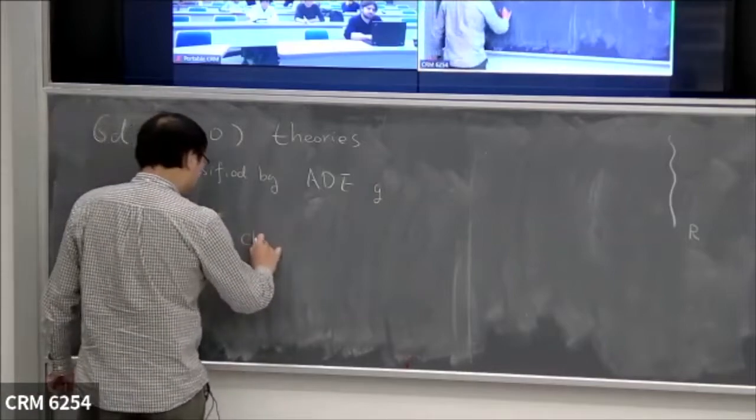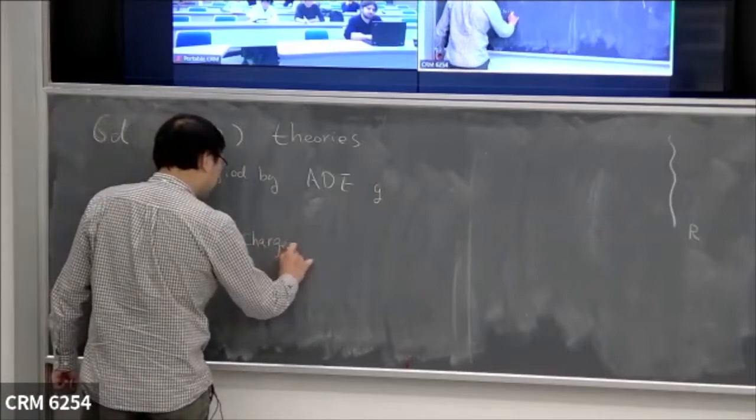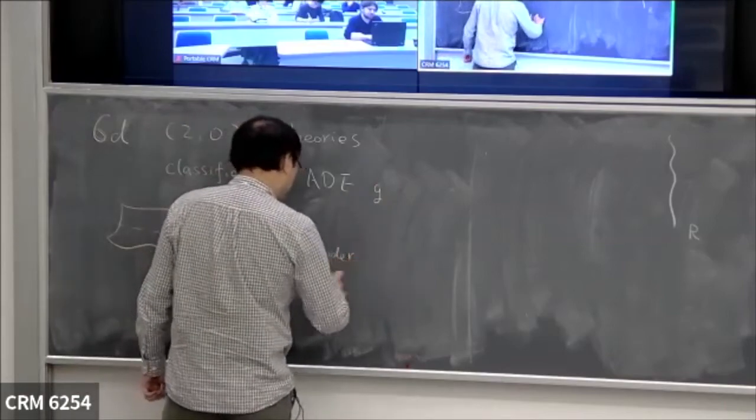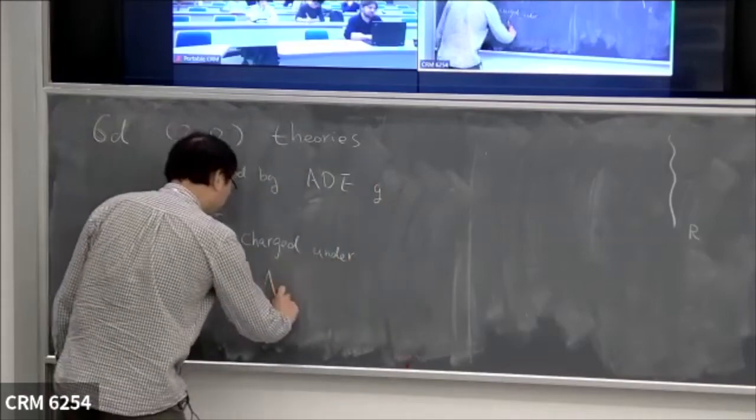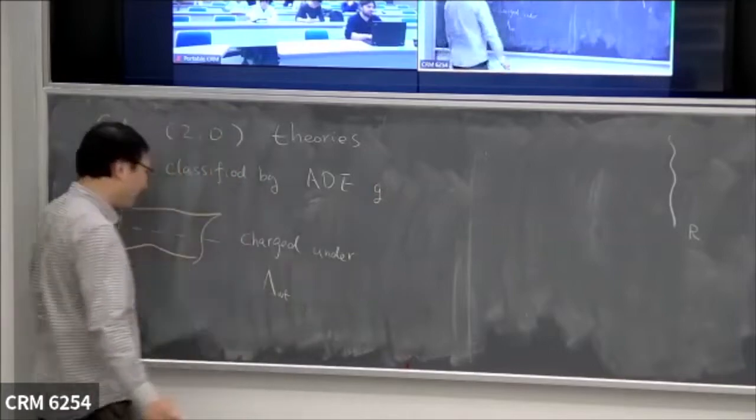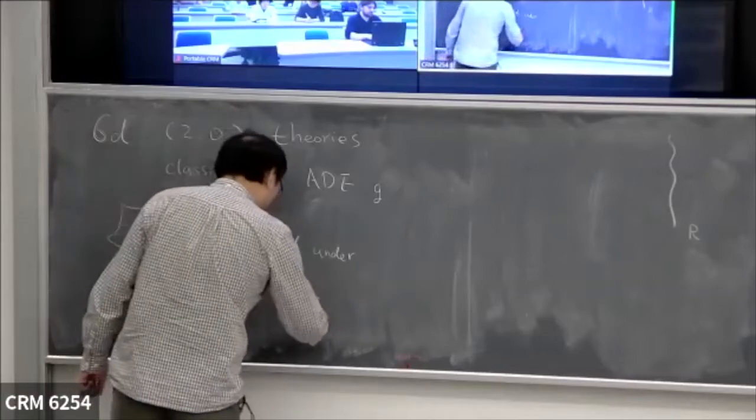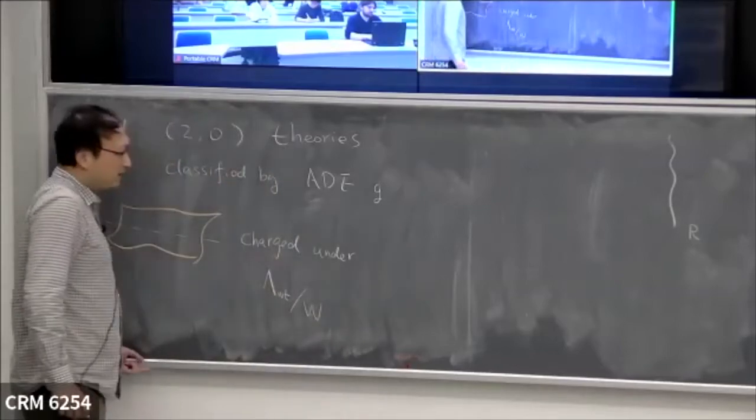In a theory that is labeled by, let's say, G of type ADE, the strings will be charged, and so they will be characterized by elements in the weight lattice. Again, you expect that this is modulo the action of the Weyl group of G.